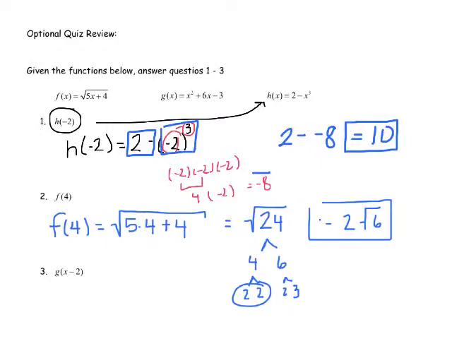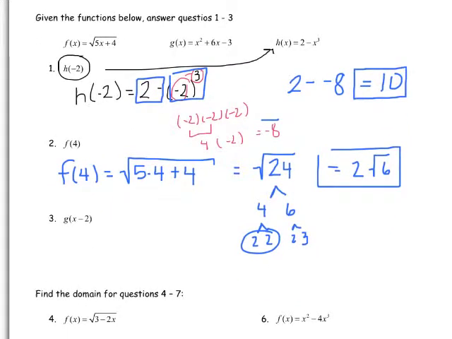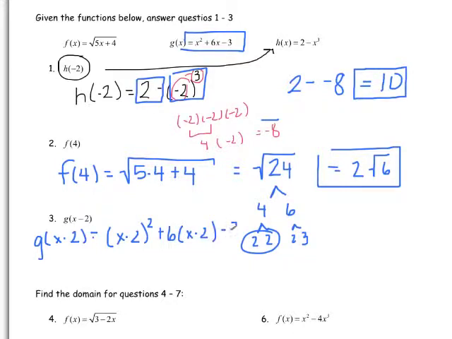Okay. All right, let's do number 3, g of x minus 2. So we're going to go to the g equation. We're going to plug in x minus 2. So g of x minus 2 is equal to x minus 2 squared plus 6 times x minus 2 minus 3.